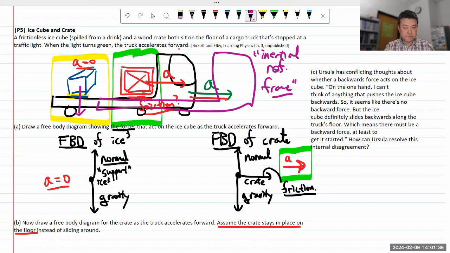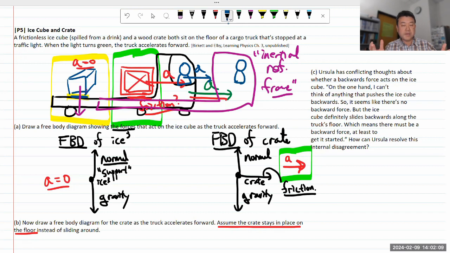The reason there's a conflict about intuition and what's happening there is because naturally, we like to think of a person, like the truck driver. From the truck driver's perspective, the ice cube is accelerating backward. Something is pushing it backward. But the reference frame of the truck driver is not an inertial reference frame. It's an accelerating reference frame.